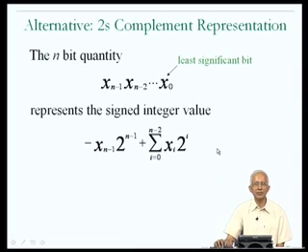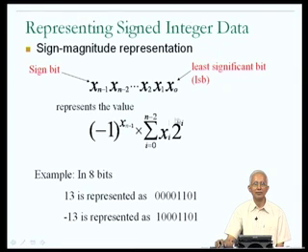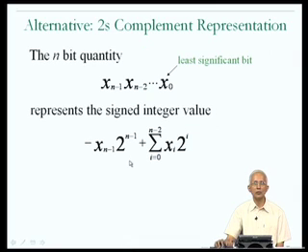Now if you look at this expression carefully, you'll notice that the second term is exactly the same as the second term for the sign magnitude representation. It's the summation from i equals 0 through n minus 2 of x sub i times 2 to the power of i. I'm going to go back to the previous slide so that you can confirm that this is the same as this term over here. Right? It's exactly the same. So the only difference between the sign magnitude representation and the 2's complement representation comes in the first term.